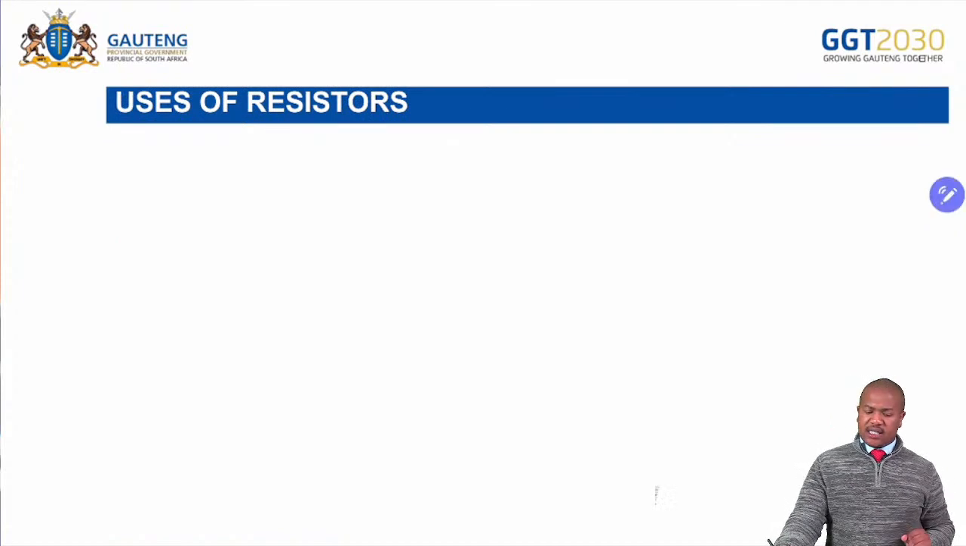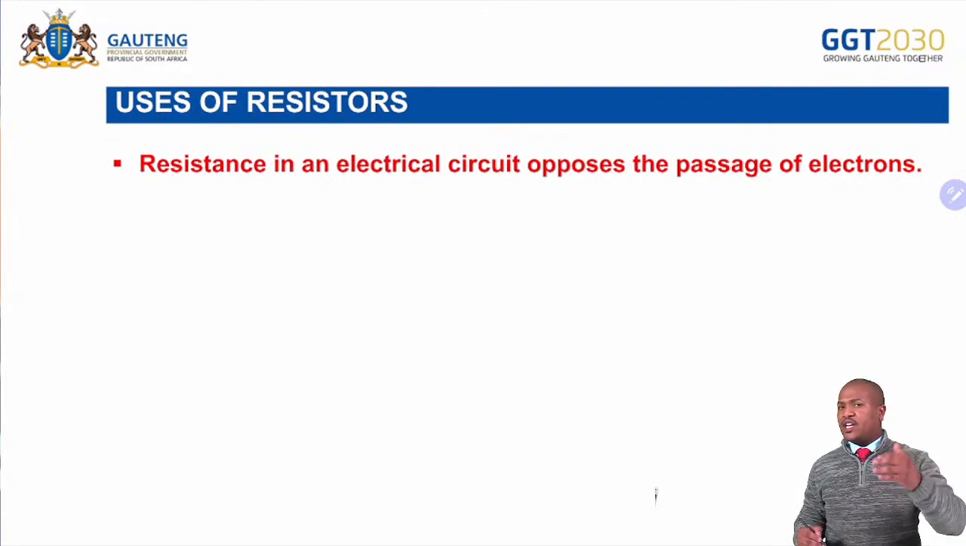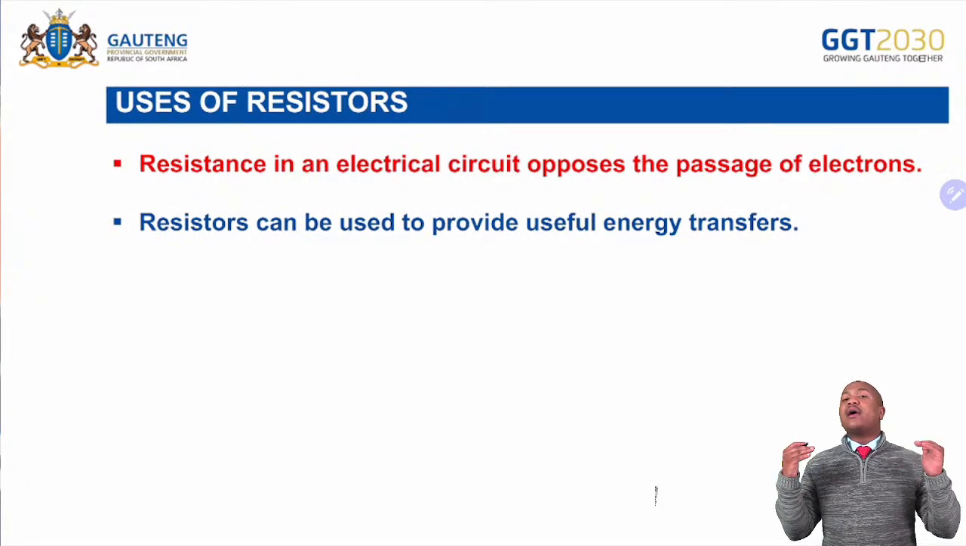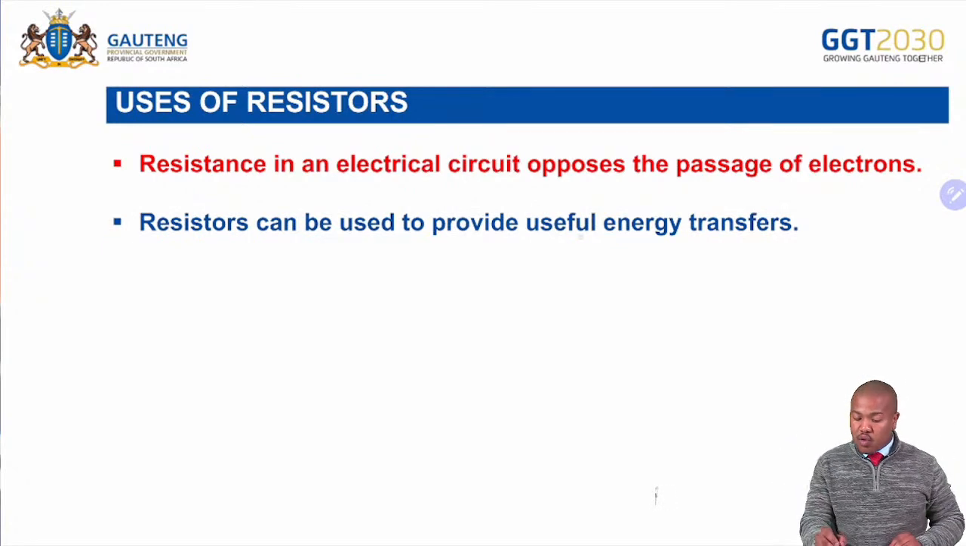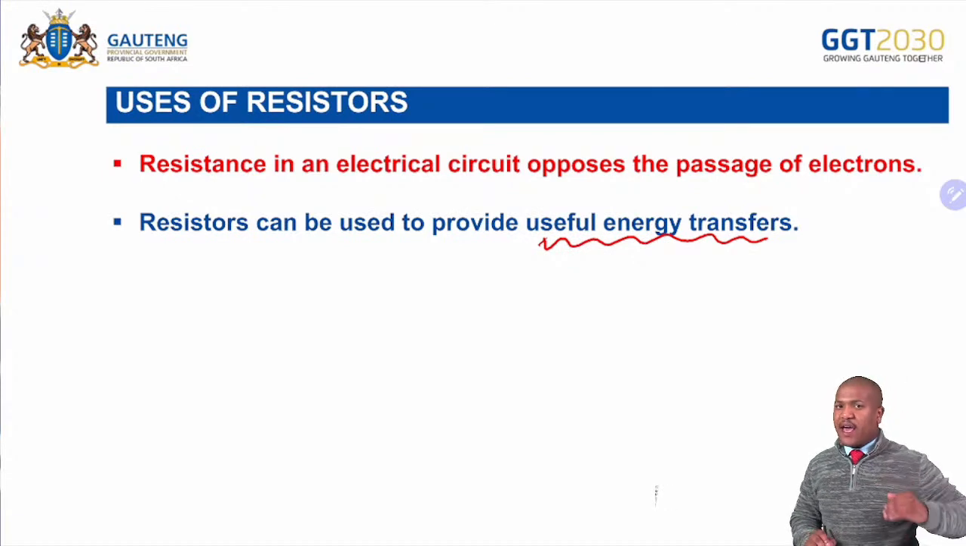Moving on, uses of resistors. Why do we use resistors, right? Why are they so important? Remember that resistance in an electric circuit opposes the passage of electrons. So why are these resistors so important? They are important so that they can provide useful energy transfers.